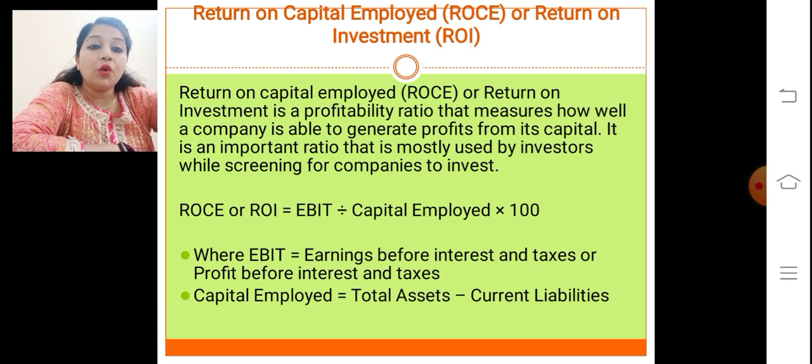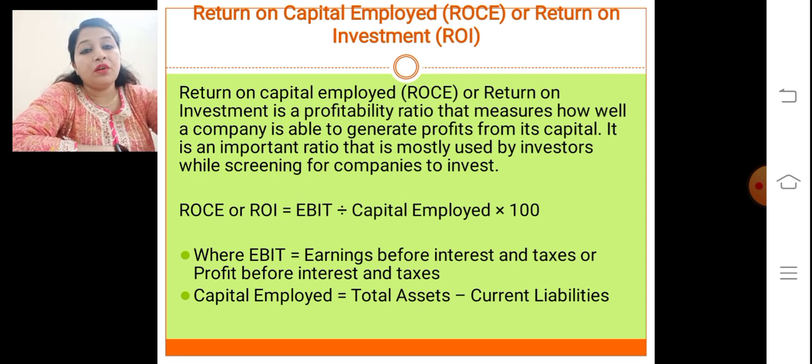Next is return on capital employed or return on investment. Return on capital employed or return on investment is a profitability ratio that measures how well a company is able to generate profit from its capital. It is an important ratio that is mostly used by investors while screening for companies to invest. It means if the company wants to invest in any project, this ratio helps decide which project is best. Investor screening is done to decide in which project the investor should invest. So this ratio is helpful in that.